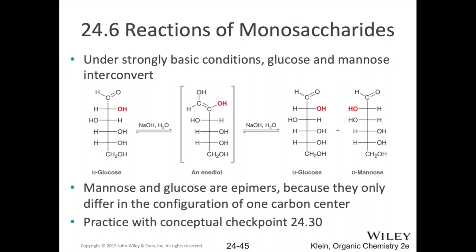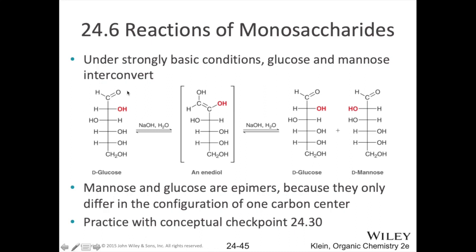Another interesting reaction we can see here is the conversion between glucose and mannose. Now, glucose and mannose are a special type of diastereomer called epimers. Epimers are basically diastereomers that differ at only one chiral center. Whereas if you have multiple chiral centers, diastereomers can include all of the combinations. Epimers are only if one chiral center changes. So basically all epimers are diastereomers, but not all diastereomers are epimers.